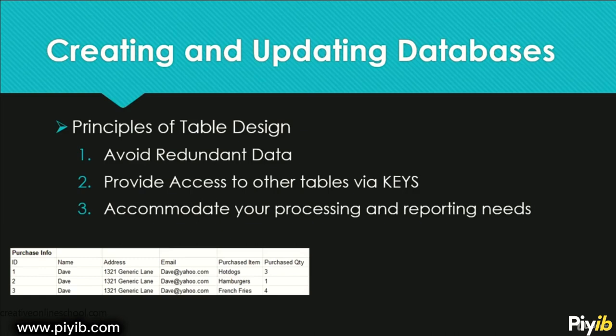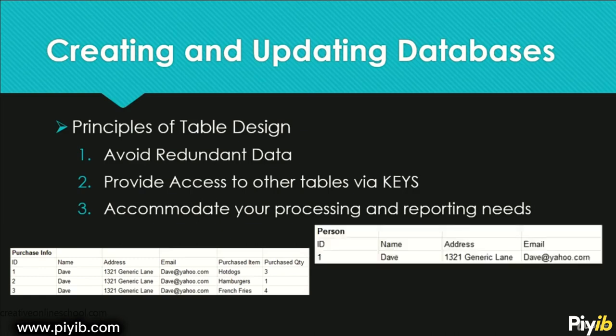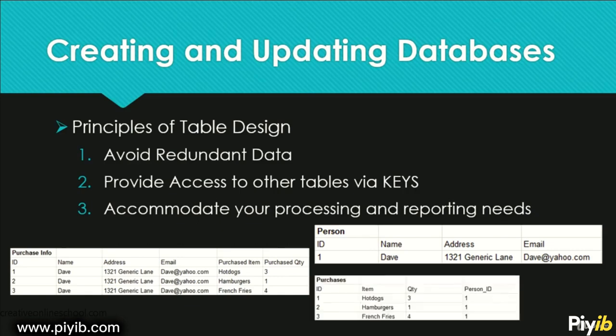So what does that look like? Well, let's try and fix our table here. First, to avoid redundant data, we keep info about the person in its own table with the primary key of ID. Next, we create the table for purchases. Notice the column on the right called Person ID. It stores the information needed to identify the correct person. We call these foreign keys, and it allows this data to be connected back to the primary key in the person table.